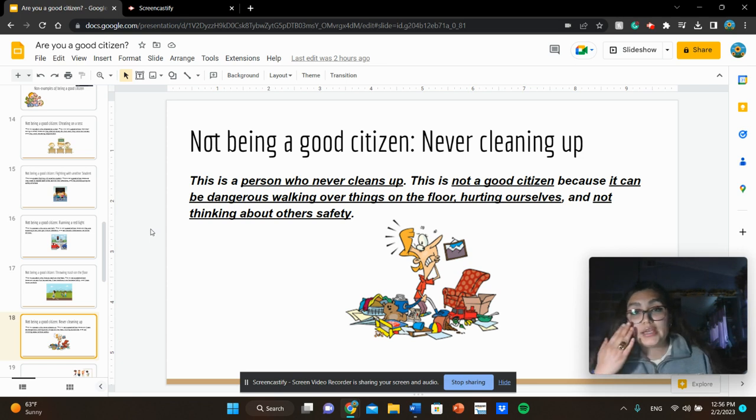Another non-example is never cleaning up. Well, that's not a good example. That's not being a good citizen either because it can be dangerous walking over things on the floor, not being able to see what's on the floor, right? You don't even pay attention. Another thing is hurting ourselves, not only ourselves, but others, and not thinking about other people's safety. If we see things on the floor without noticing and without picking it up, it can lead for us to get injured, to hurt ourselves and potentially slip and fall.